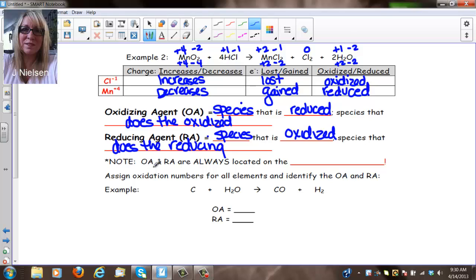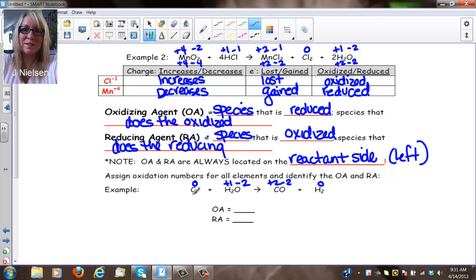So note that the oxidizing agent and the reducing agent are always located on the reactant side of the equation, and this would be the left side. So assign oxidation numbers for all elements and identify the oxidizing agent and the reducing agent. So C is by itself at 0. We said water is always +1, -2. Oxygen is -2. That makes carbon +2. And H2 is by itself, it's 0.